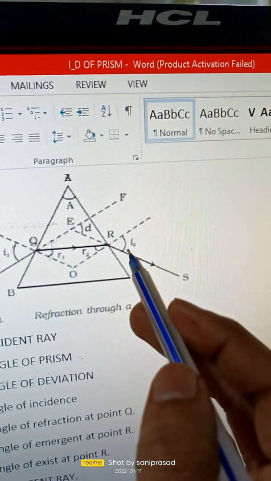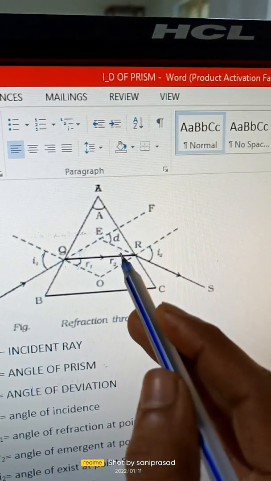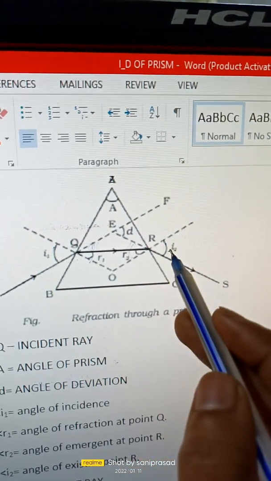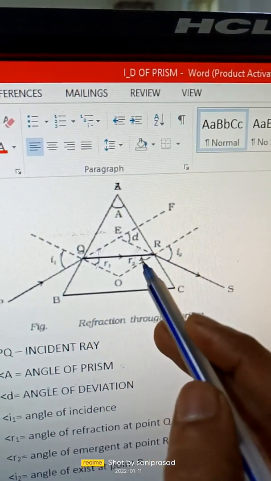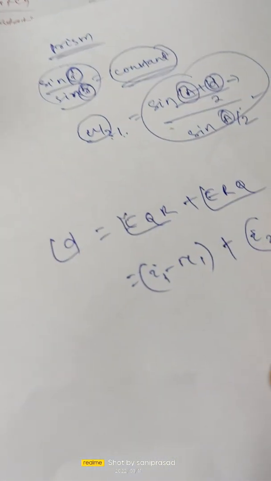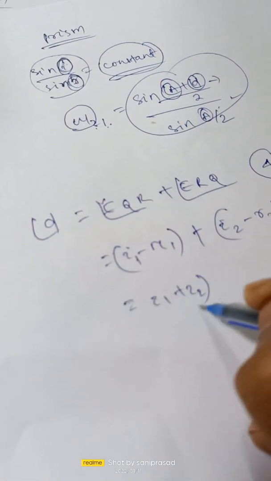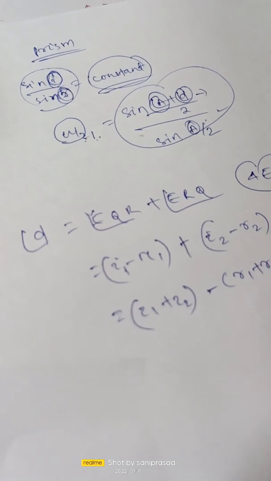Okay, ERQ: this angle and this angle will be equal. So how will it be calculated? This angle will be i2 minus r2, so ERQ will be i2 minus r2. You can write D as i1 plus i2 minus (r1 plus r2).